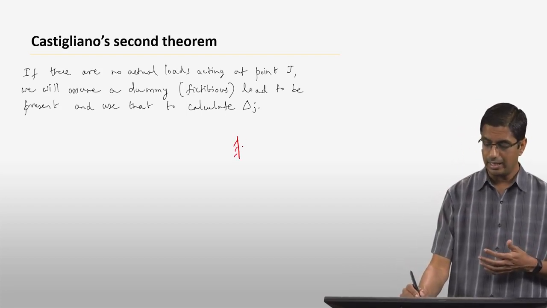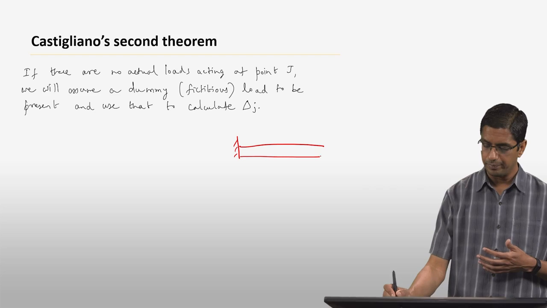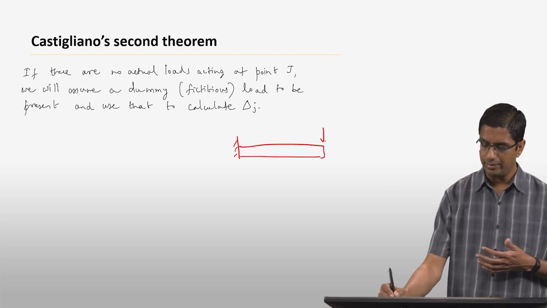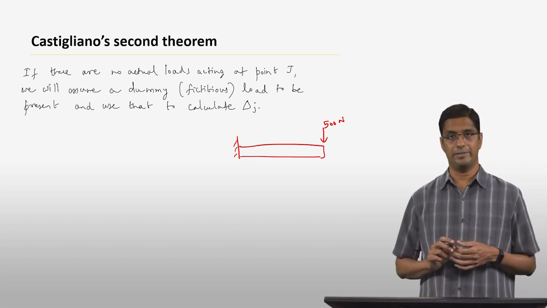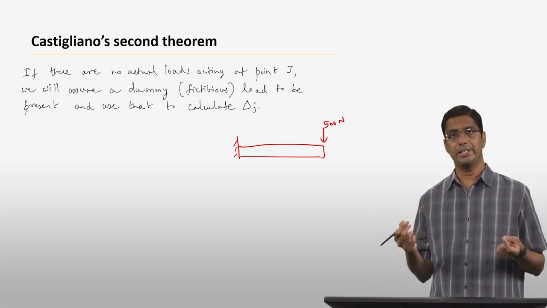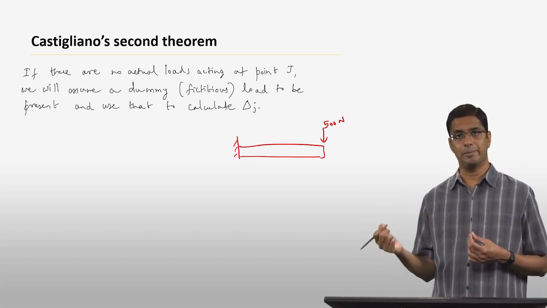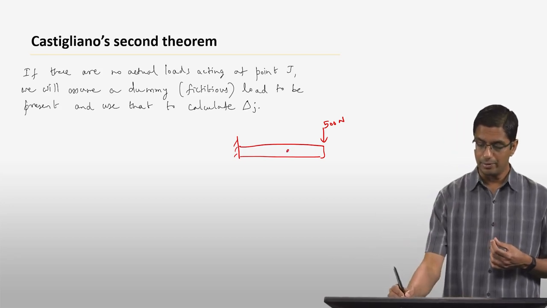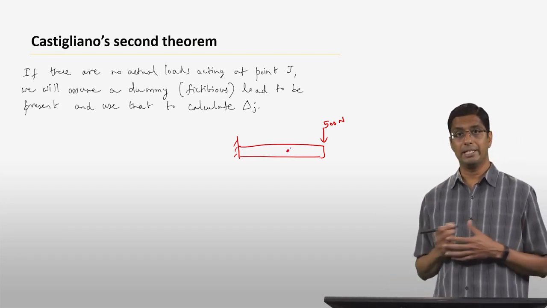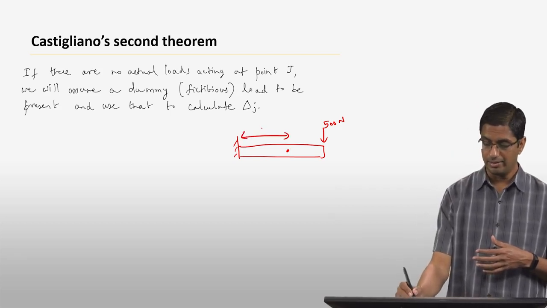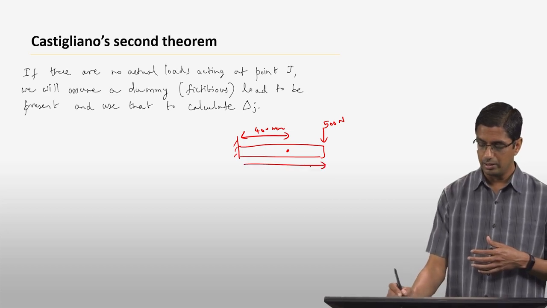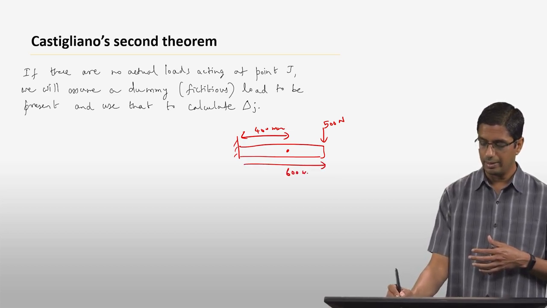Say you have a cantilever beam, and then say you have a 500 Newton force acting at the tip of the cantilever beam. But you're not interested in finding out what the displacement at the tip is, but rather you want to find out what the displacement at some point in the interior of the beam is. Let's say that this point is 400 millimeters, whereas the whole length is 600 millimeters.